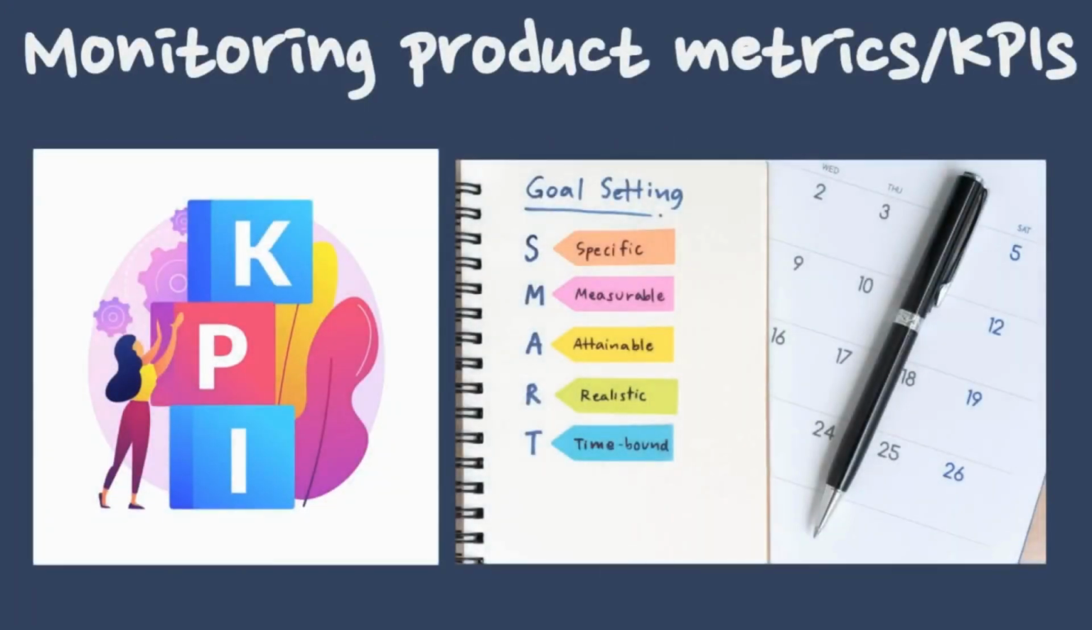Product metrics and key performance indicators, also known as KPIs, help you measure the success and progress of your product. To effectively monitor product metrics and KPIs, follow these steps. Number 1, identify key metrics and KPIs that are aligned with your product's goal.